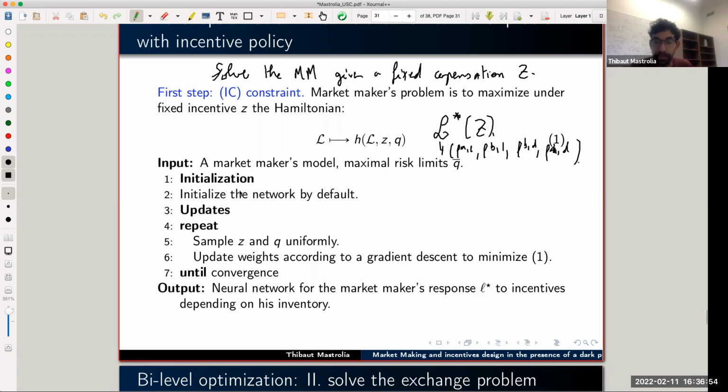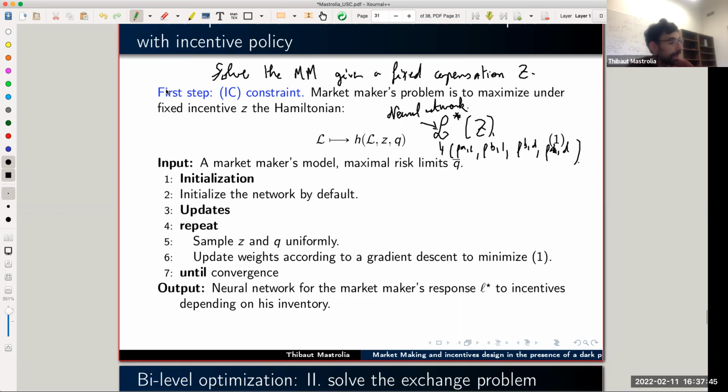So what are the inputs of this neural network? The inputs are Z and Q, which are basically the state variables of our system for the market maker. So the market maker receives Z, and he also has an inventory Q. And you update the weights of your neural network with respect to the optimization of this function. So this is a gradient descent as usual. And the output of this system is a neural network which takes as input the incentive and the inventory. So basically, the optimal quote is a function of the inventory and the incentive.